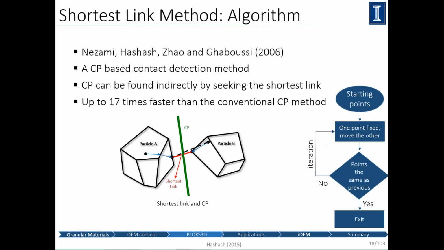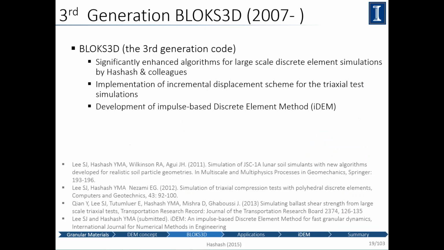We're still using the common plane as our contact detection method, and the shortest link, it's an iterative procedure, but we narrow the number of iterations relative to the original common plane, and it's about 10 times faster than the original common plane. So it's an order of magnitude faster.